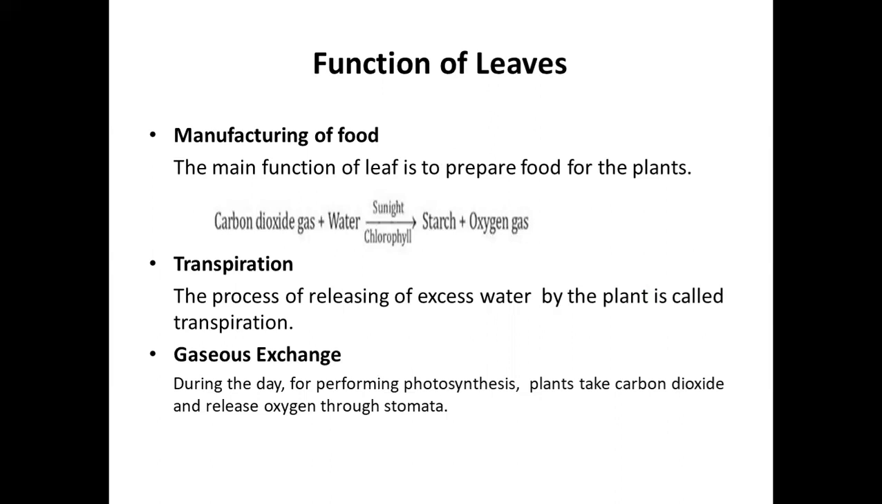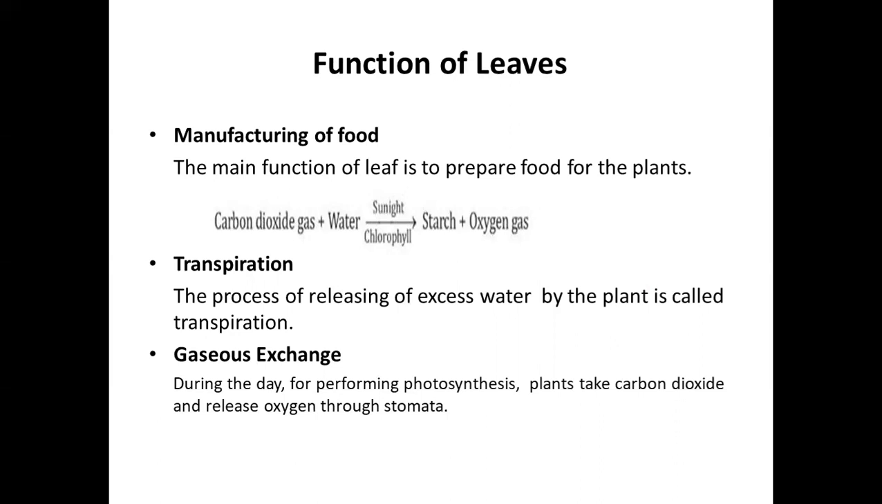And the first one, look at that. What is the meaning of manufacture of food? The main function of a leaf is to prepare food for the plants. And the equation is showing this. The leaves use carbon dioxide and water to prepare food in the form of starch. Then oxygen gas is released in this process. And as the green leaves prepare food for the plant, they are called the food factory of the plants.